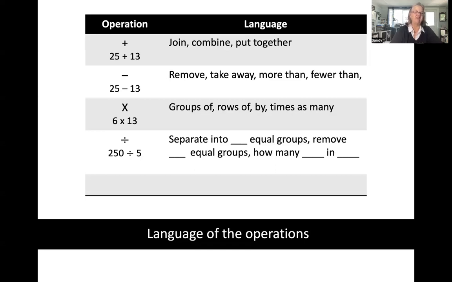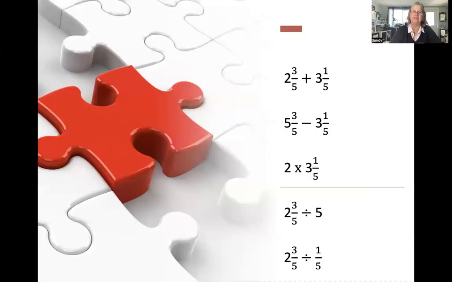Think about dozens of eggs. If I have 48 eggs, how many cartons can I fill? How many 12s can I pull off? Now, this language isn't reserved for these simple expressions, right? I could use this for fractions. See, think about these fractions. 2 3/5 put together with 3 1/5. 5 3/5 remove 3 1/5. How many more than 3 1/5 is 5 3/5?